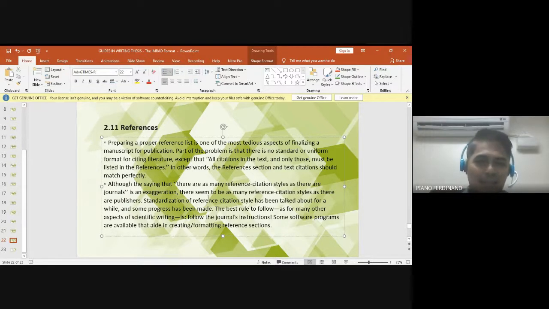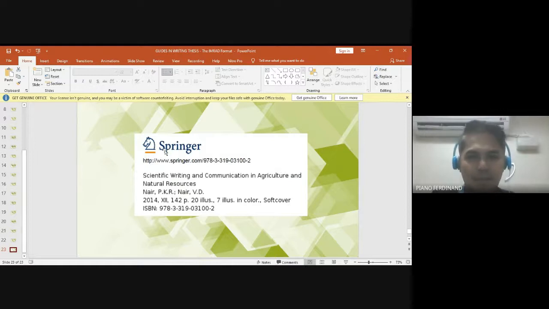Hindi lang po basta-basta natin dinadampot yung mga links ng mga website, no, para sabihin na yun po yung reference nyo. No? Like in this presentation, no, pinakita ko po sa inyo doon sa title page na agad, no, para ma-highlight natin na ito pong ginamit nating material ay hindi po talaga gawa ko, no, kundi gawa po ng ibang mga researchers. At in-interpret ko lang po para sa inyo. Last is ito po yung website na pinagkuhanan natin ng research material na to, at ito po yung title ng kanilang research, no, Scientific Writing and Communication in Agriculture and Natural Resources, at ang mga authors ay sila Nair, PKR at Nair VD.